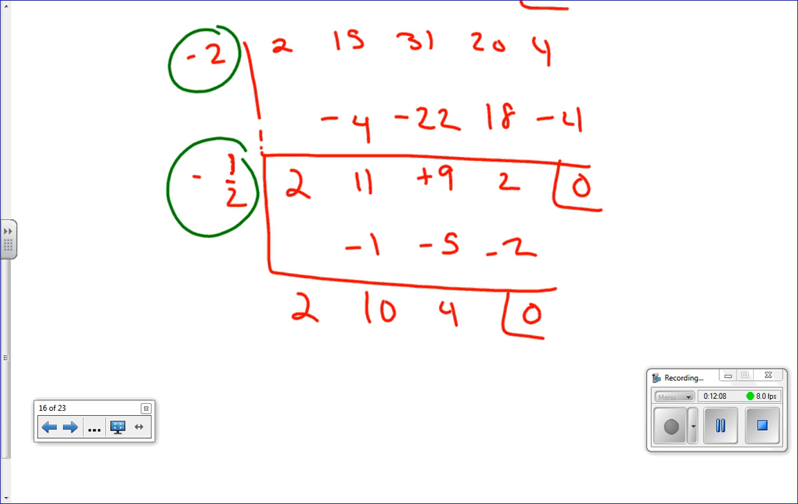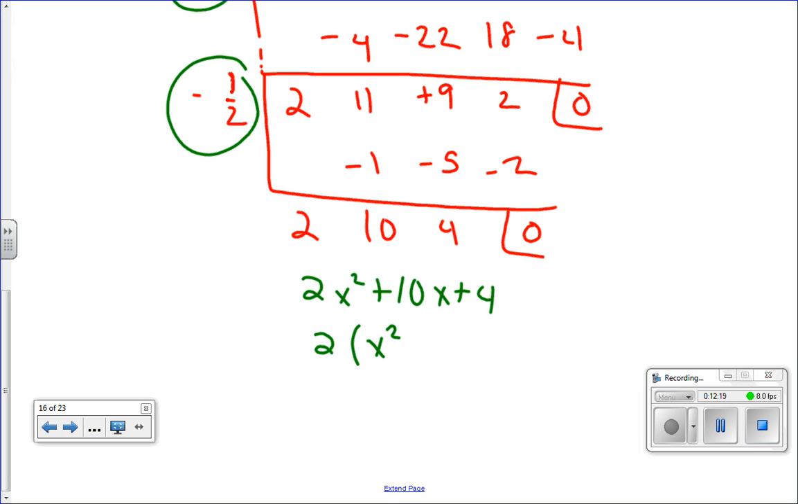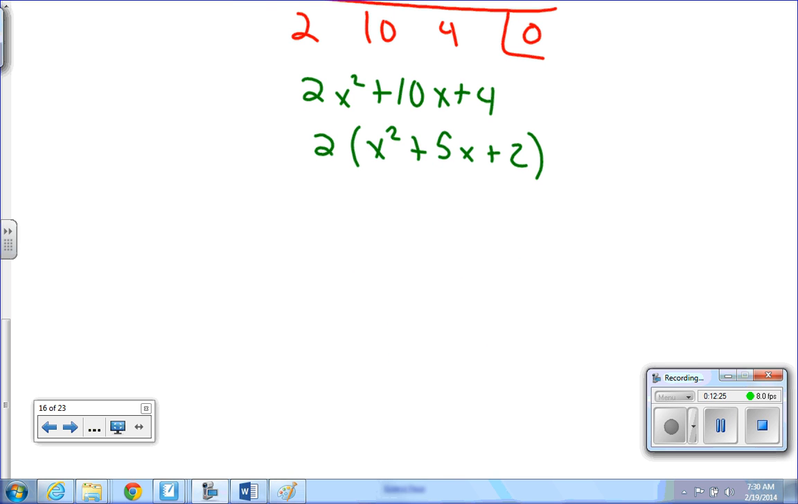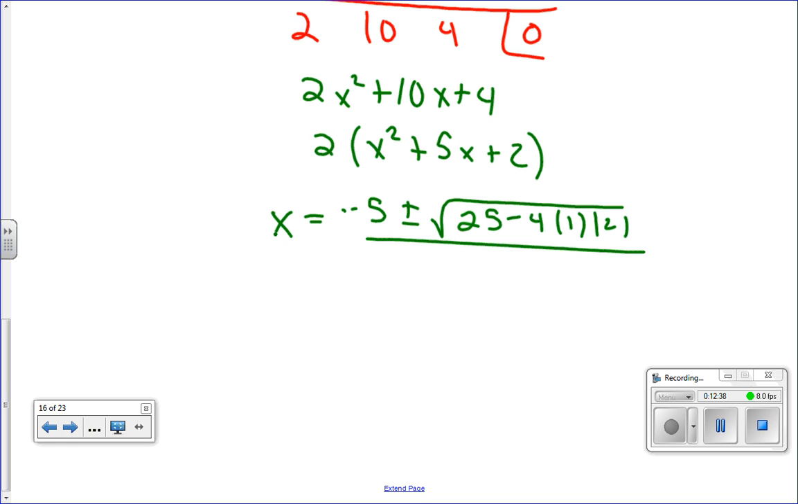What we're going to do now is check for the remaining quadratic to be factorable. An easier way to do this would be to take a 2 out. We get x squared plus 5x plus 2. So yeah, factors of 2 that add to 5, there are none. Let's use the quadratic formula. So x equals negative 5 plus or minus the square root of 25 minus 4 times 1 times 2, and we'll divide that all by 2 times 1.